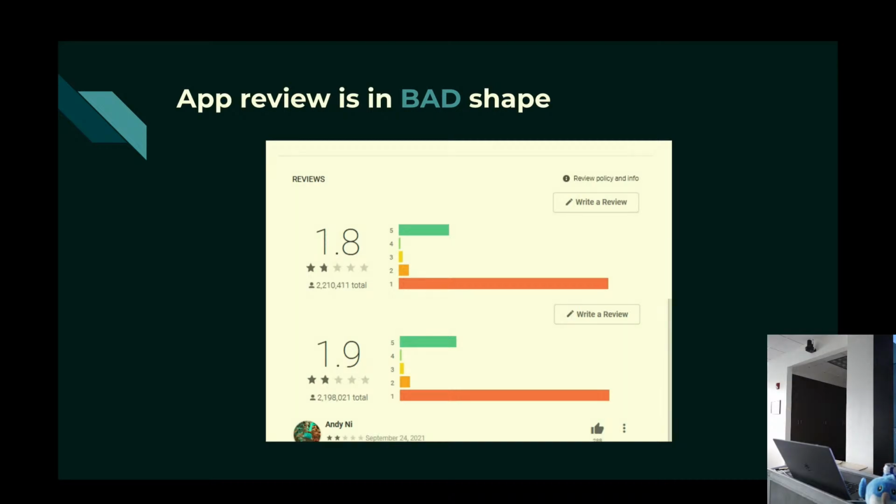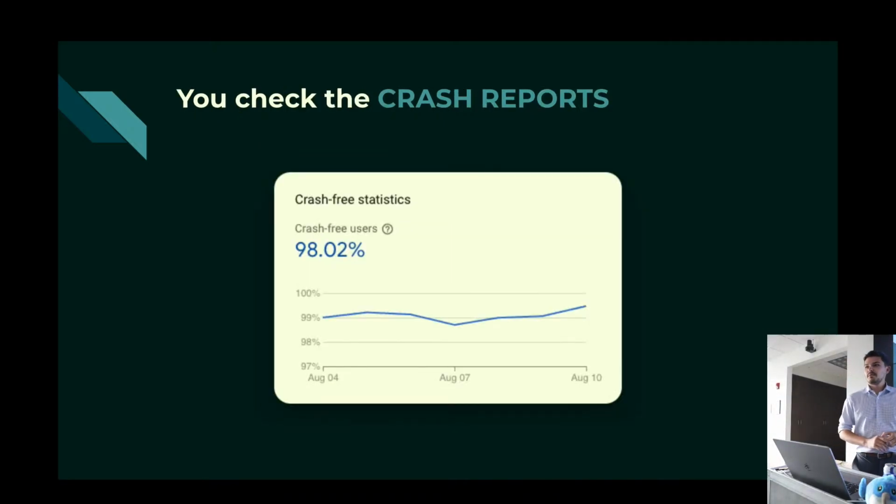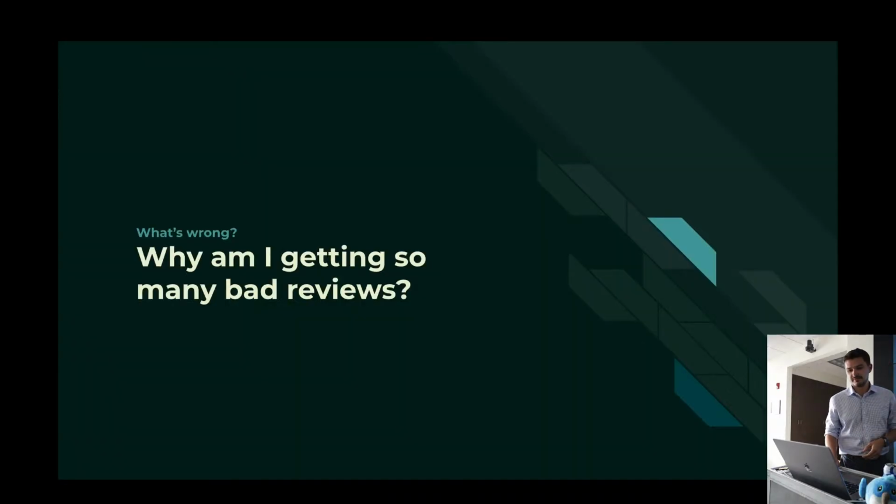But there's one problem. Your app review is in bad shape. You're getting a ton of bad app reviews. What's the first thing you're going to check? Well, maybe you'll check your crash reports, right? Because the most likely thing is your app's crashing left and right. But you see that your app's actually doing pretty well, 98% crash free. We'll just say that that's some weird Android devices that you're having issues with. But in general, you're doing pretty well. So what could be the problem? Why are you getting bad reviews?